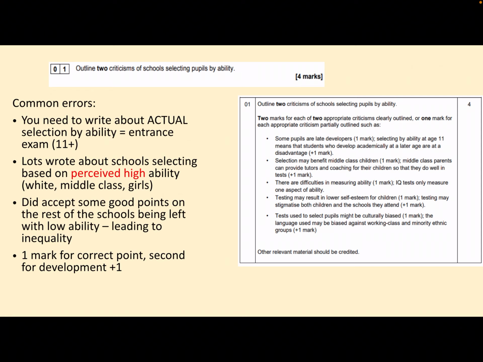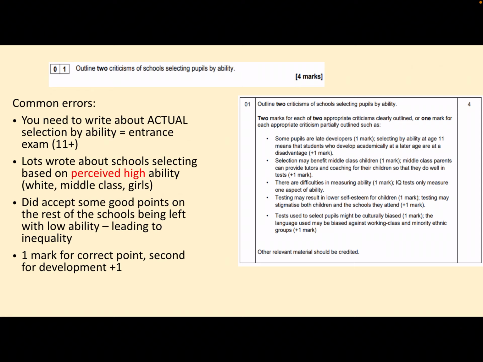Selection may benefit the middle class children, 1 mark, but then explain why. Because middle class parents can provide tutors and coaching for their children, so they will do well in tests. You could have also said selection may benefit middle class children, because if you look at the very bottom bullet point there, tests might be culturally biased, the language used might be biased against working class and minority ethnic groups, so that's making the point about the culturally biased tests. You could have made this point, although no one did.